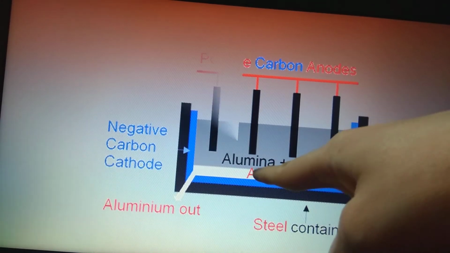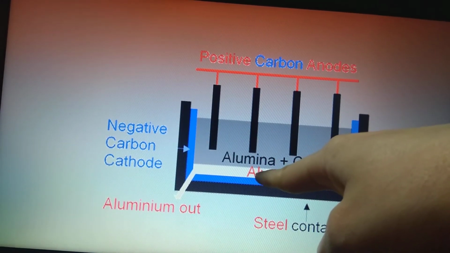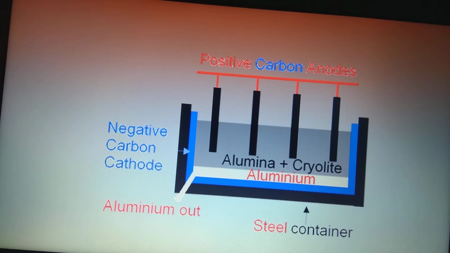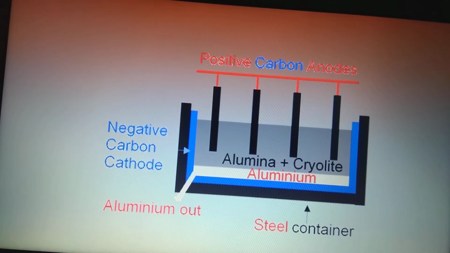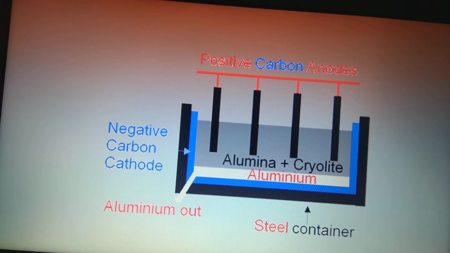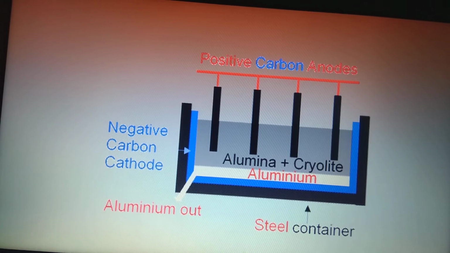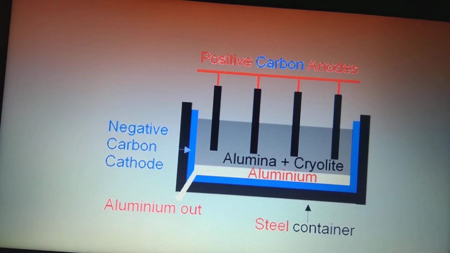So the electrolyte that is used here is not alumina alone, it's alumina plus cryolite. It's a mixture of alumina and cryolite. But the active material is alumina, and since the active material is alumina, it contains aluminum ions, Al3+, and oxygen ions, O2-.